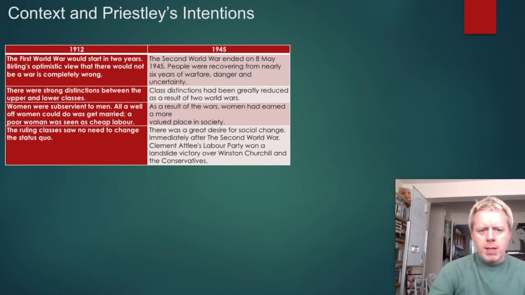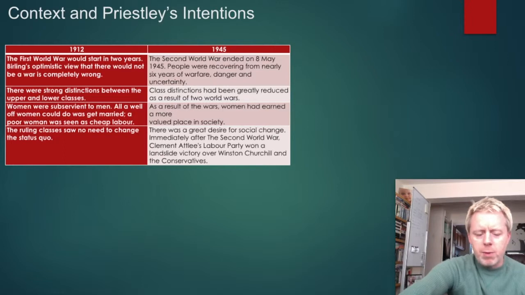Okay. So, again, the play was written in 1945, but it was set in 1912. What was life like in 1912? Well, in 1912, the First World War would start in 2 years. So Birling's optimistic view that there would not be a war is completely wrong. And Birling, remember, represents the upper classes and capitalism. By 1945, the Second World War had ended, but people were recovering from nearly 6 years of warfare, danger, and uncertainty.